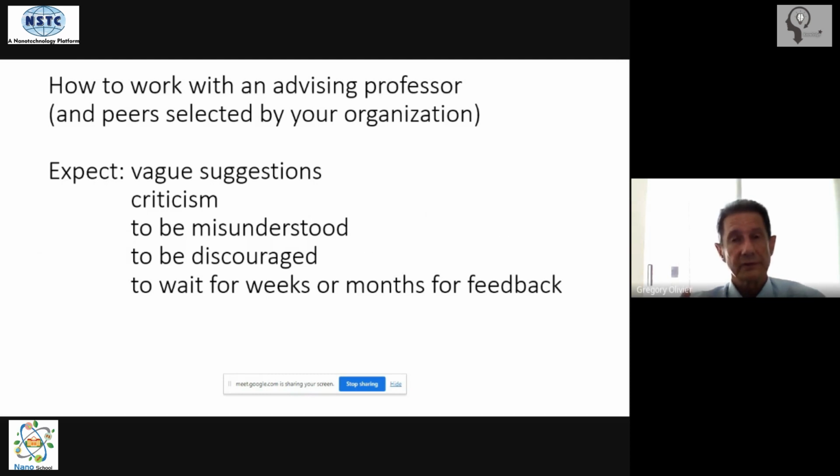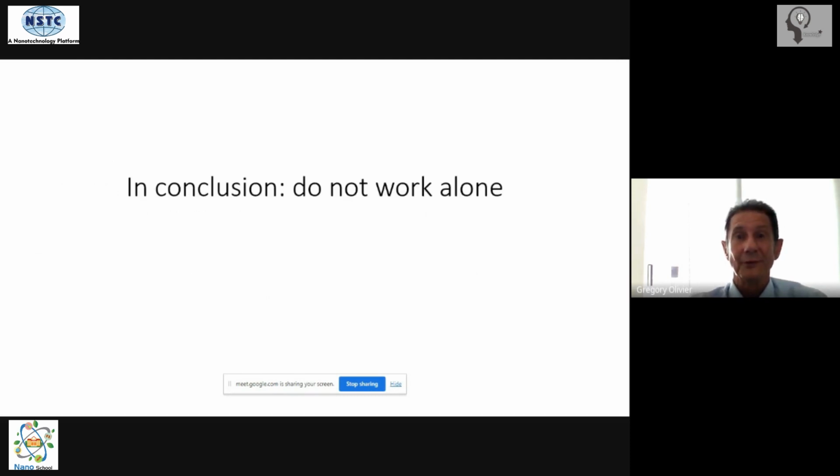Now, please expect from your advising professor and the peers that have been selected by your organization, and I say this not to discourage you, but I say this from experience, expect vague suggestions, criticism, expect to be misunderstood, expect to be discouraged, and expect to wait for weeks or months for feedback. However, if you can get through all of those processes, the first draft and then the final submission, you may very well find yourself published. It's not easy, but it is worth it. Now you know, do not work alone.